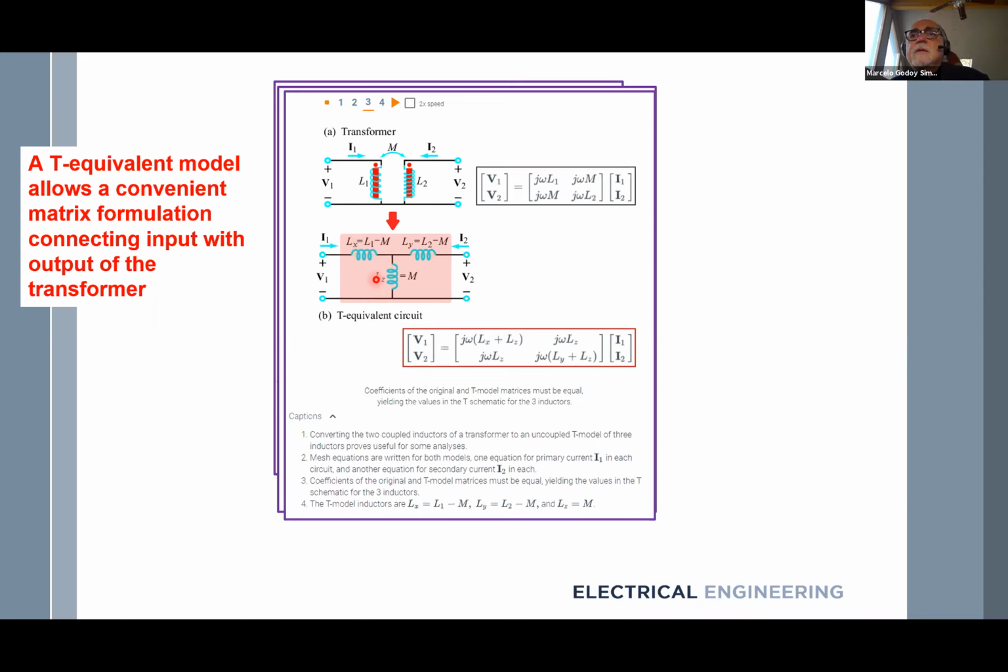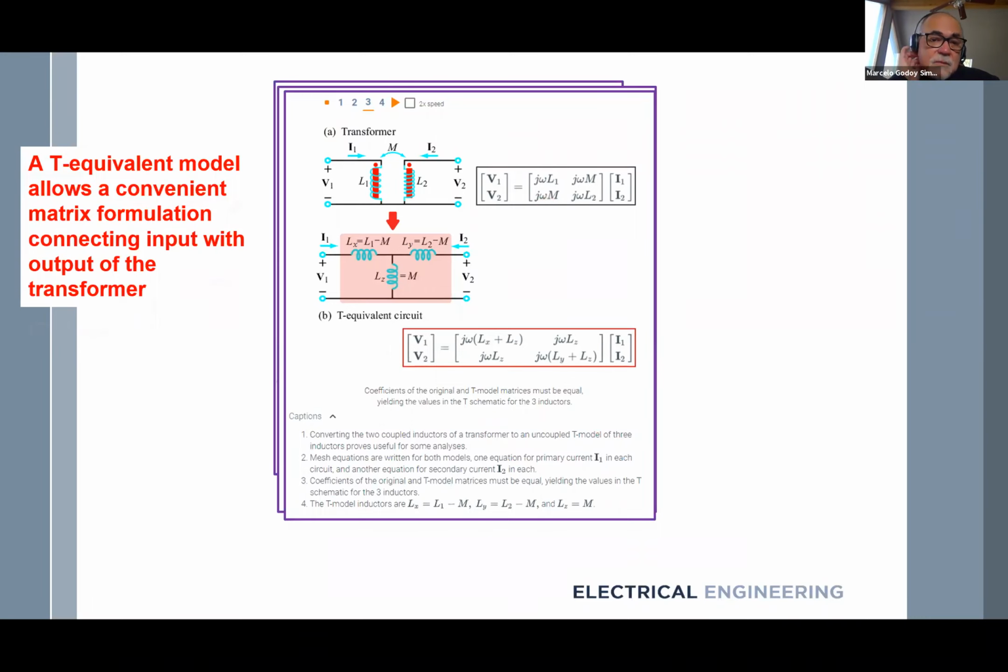There is no coupling. So when you use a T equivalent model, you assume this inductance to be the leakage one, this the magnetizing one, this the leakage. And when you write the equations, you just write KVL, KCL directly. There is no need to even think about the mutual effect anymore. So that's the great thing of a T equivalent model.